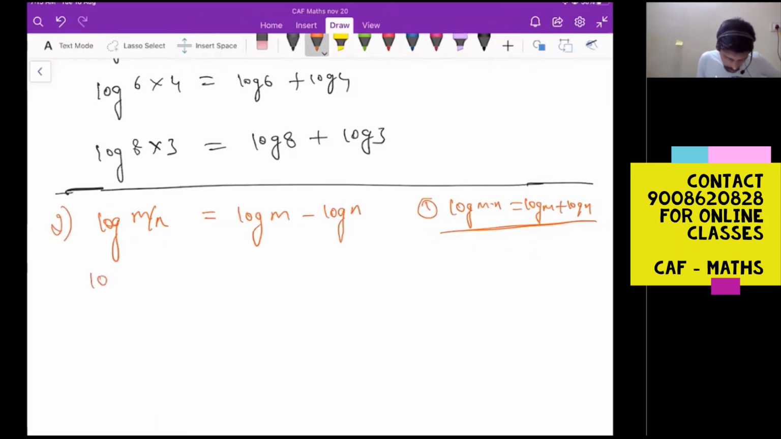Now tell me log of 3 by 2. How to write this log of 3 by 2? Log 3 minus log 2, correct? Log of 3 divided by 2. Log of 3 by 2 can be written as log 3 minus log 2.